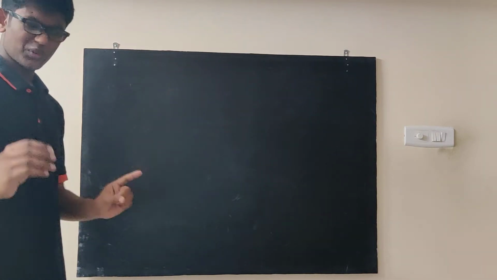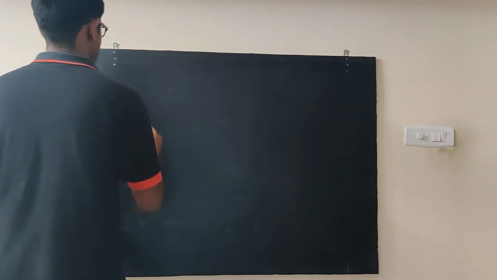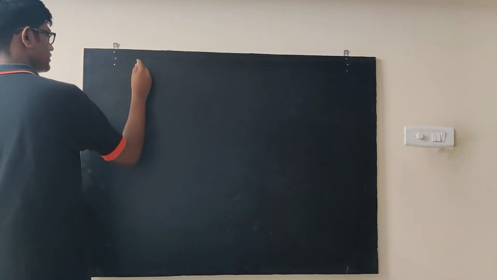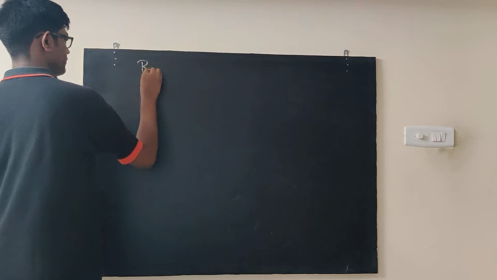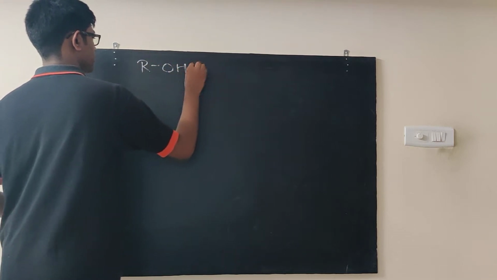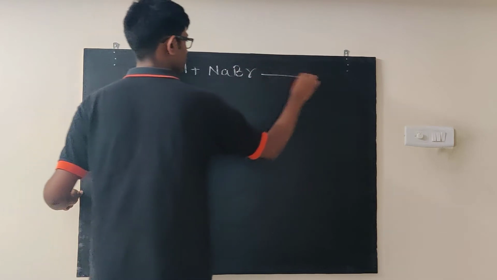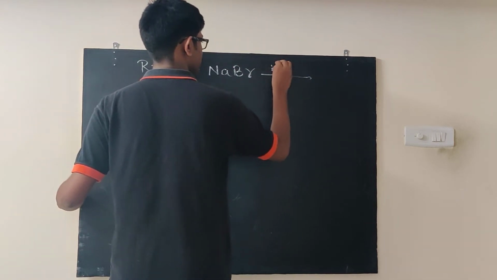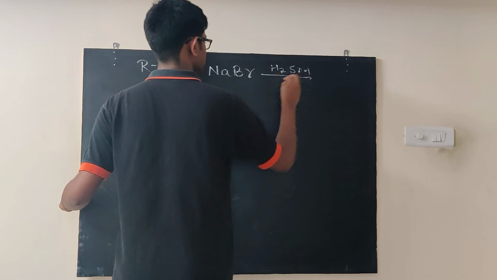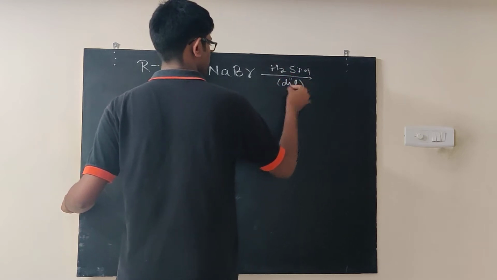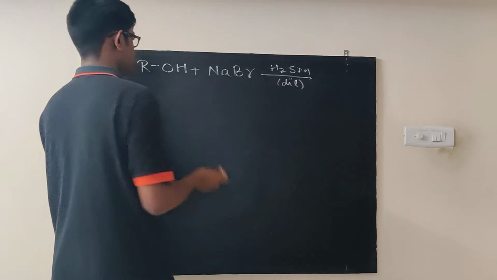Okay, so let's talk about one more method of preparation from alcohols, and let me just write the reaction down very fast. It is ROH plus NaBr in the presence of sulfuric acid. Generally dilute, could be concentrated also, but it's just a waste of chemicals.